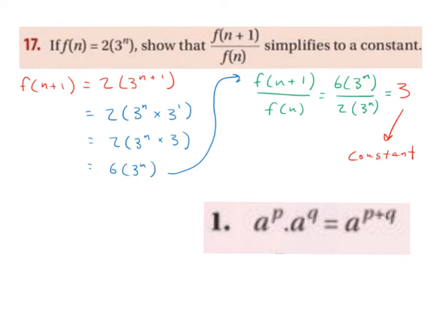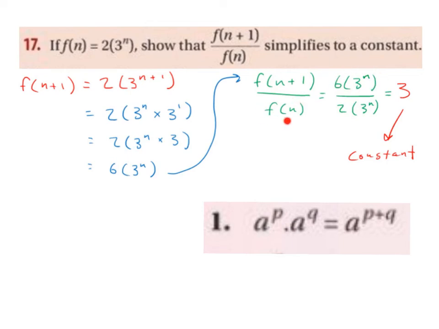So if I go back to my question, and I want to show that this simplifies to a constant. So I already know what f of n is from the question. F of n is 2 times 3 to the power of n. And I've just worked out what f of n plus 1 is. F of n plus 1 is 6 times 3 to the power of n. So I'm going to swap my numerator, which is f of n plus 1, for 6 times 3 to the power of n.